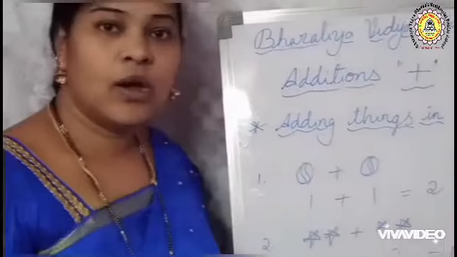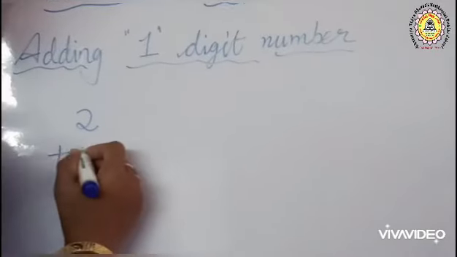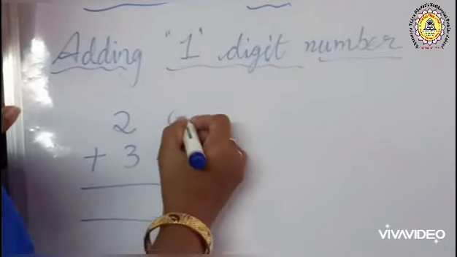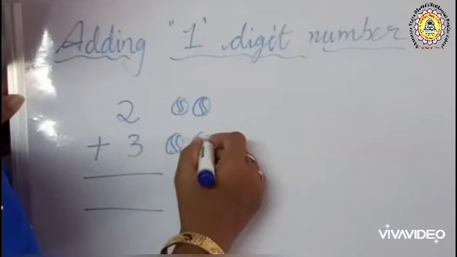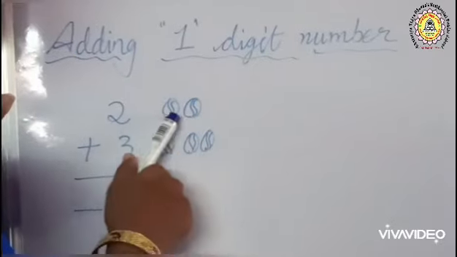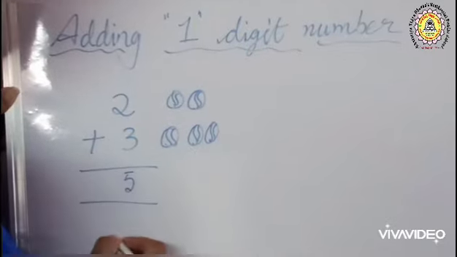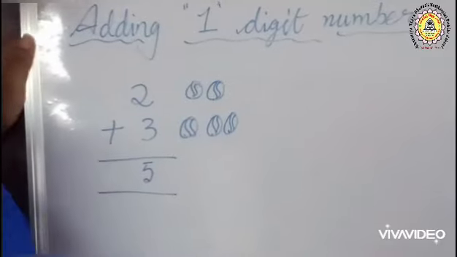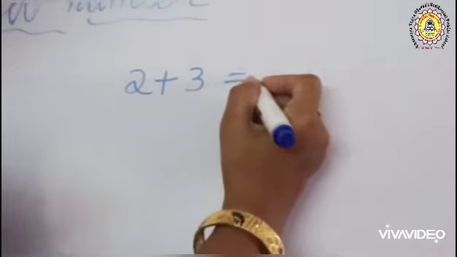Now let us learn adding one digit numbers. 2 plus 3. Draw 2 balls for 2 and here 3 balls. Count how many together, children? 1, 2, 3, 4, 5. 2 plus 3 is equal to 5.